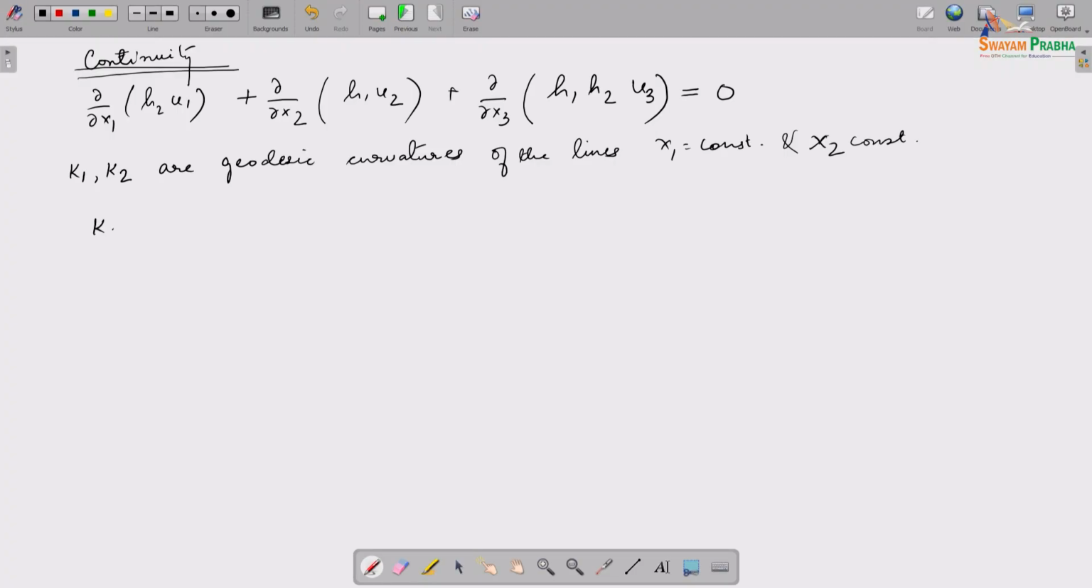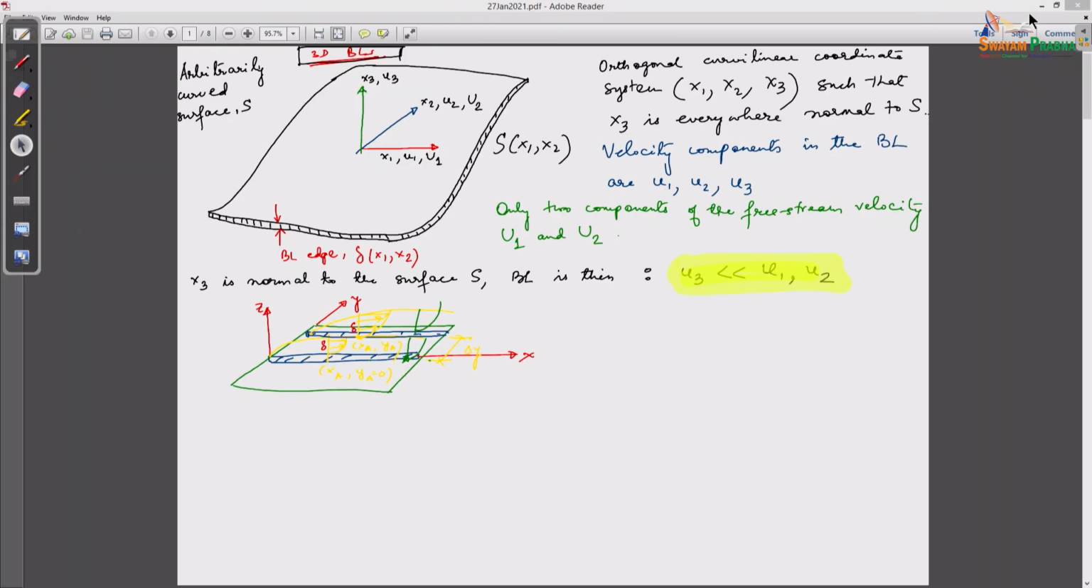So K1 is equal to minus H2, and K2. Now here, lines of constant x1, right. So x1 is this. What sort of line would we look at? Let's say x1 is constant over this, something like that. So on that patch, x1 is constant.